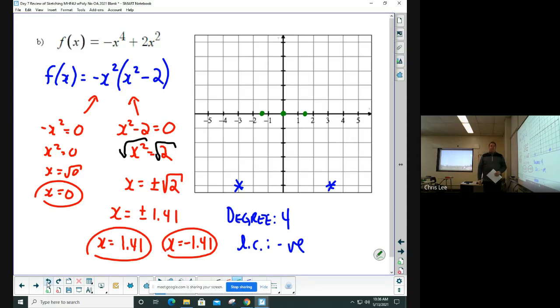Next, we have to decide what it's doing at these roots. So we check the orders. So again, the 0 came from this. And the order of that is 2, which means at 0, it's going to touch.